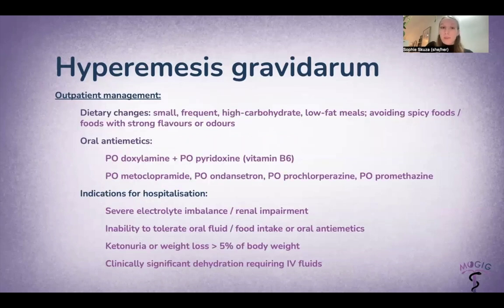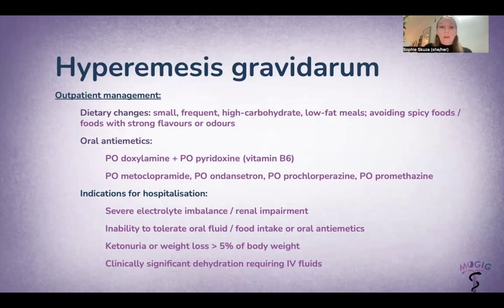In regard to outpatient management, number 1 is dietary changes. So having small, frequent, high carbohydrate and low fat meals, particularly avoiding spicy foods and foods with strong flavors and odors is really important. Also using oral antiemetics. So first line is oral doxylamine with oral pyridoxine, so vitamin B6. But we can also trial oral metoclopramide, ondansetron, prochlorperazine, and promethazine.